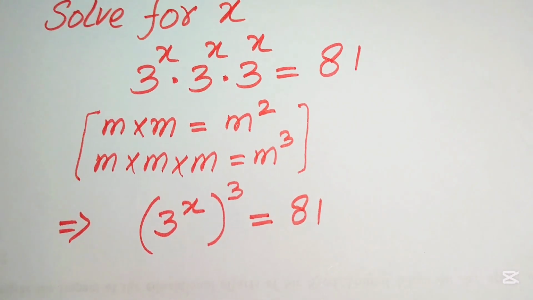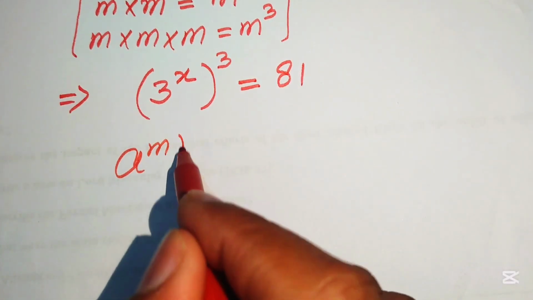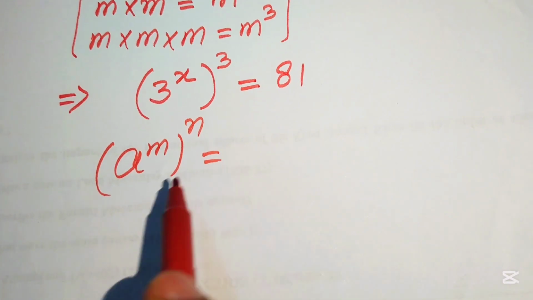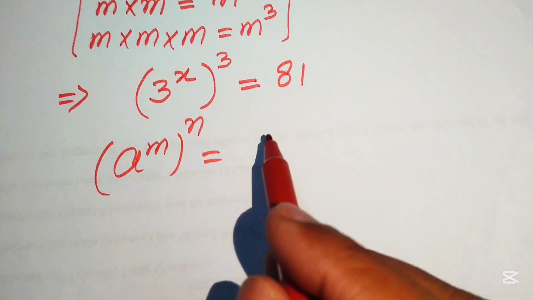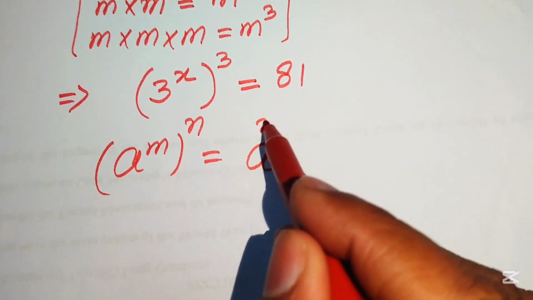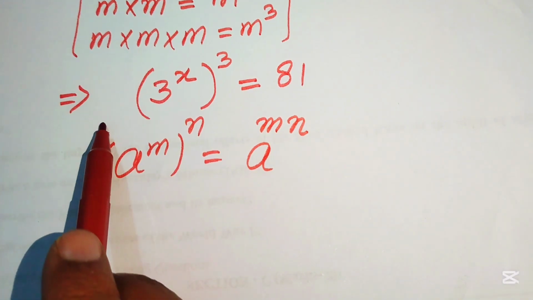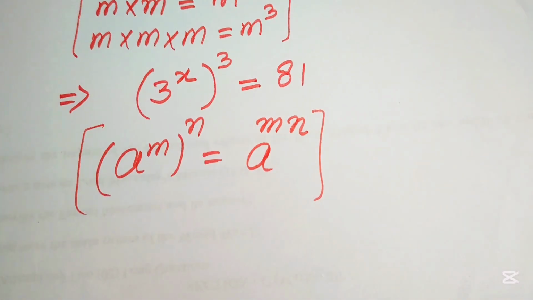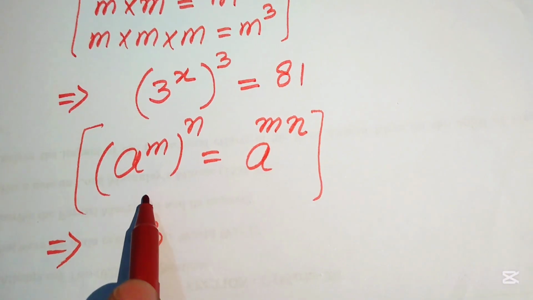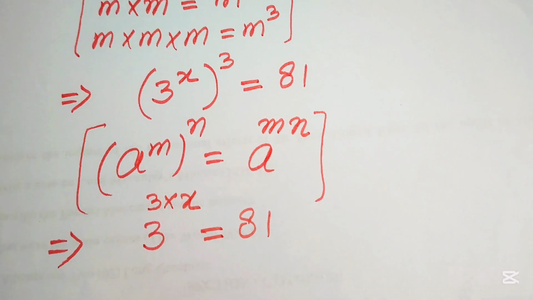In the next step we apply another exponential law, and you know about this law. If we have a to the power of m to the power of n, so if you have an exponent to the exponent, then these exponents are multiplied by each other, and we write it as a to the power of m times n. According to this rule, these two exponents are multiplied, so we write our above expression as 3 to the power of 3 multiplied by x, and this is equal to 81.